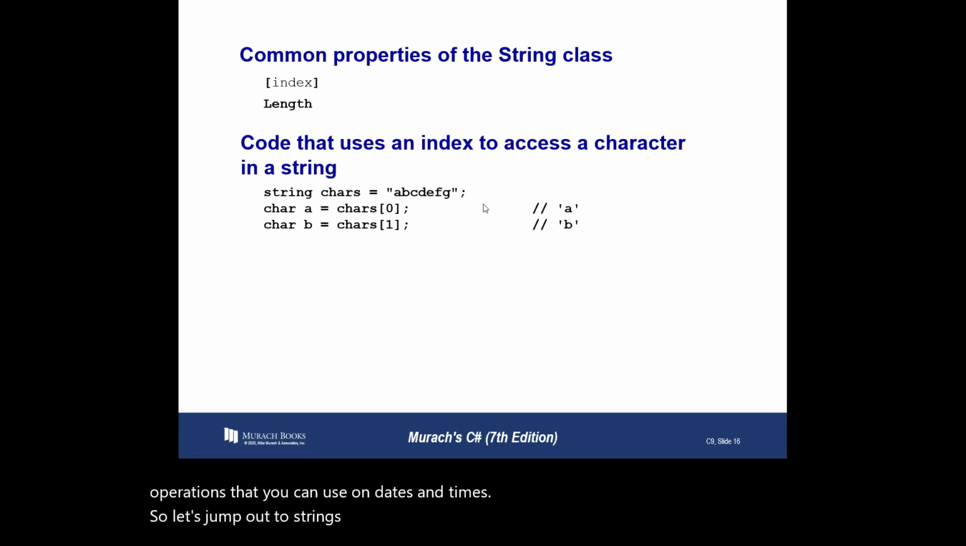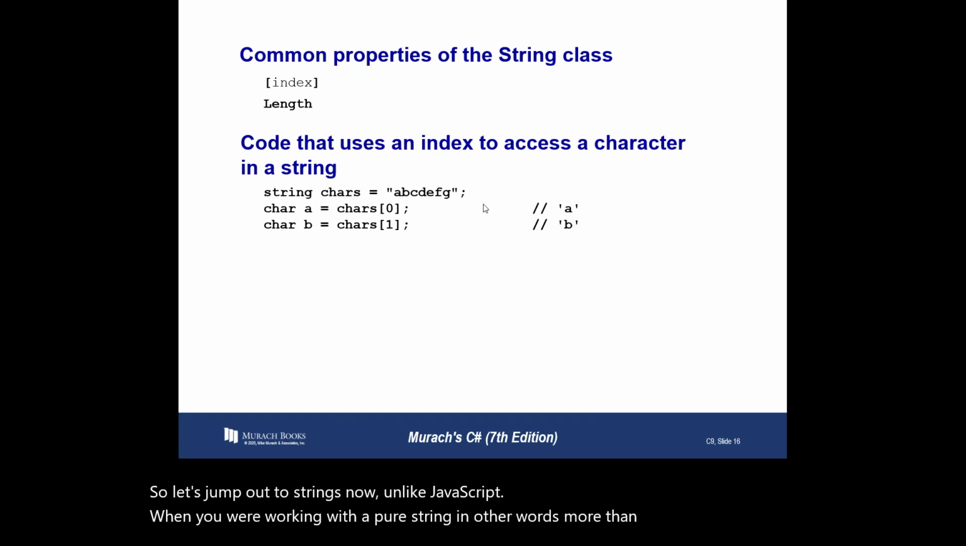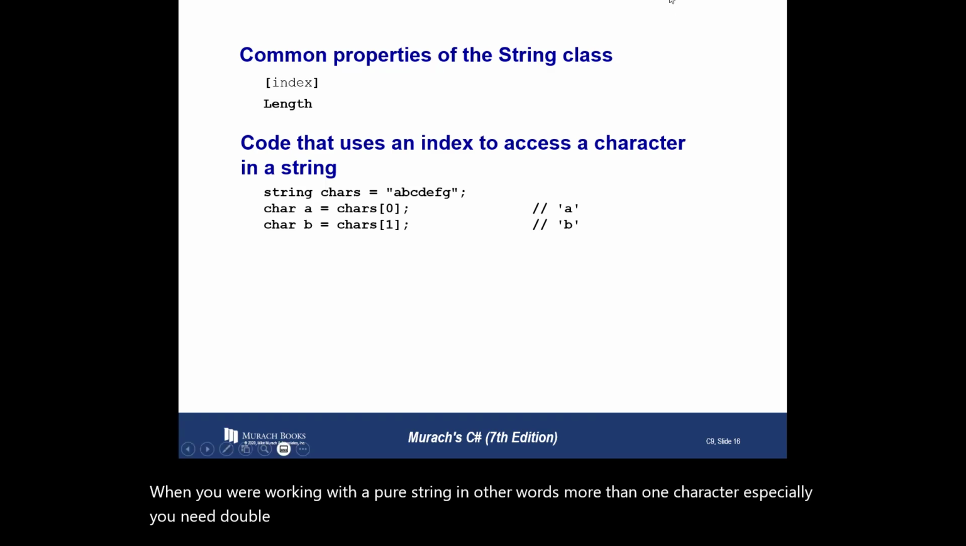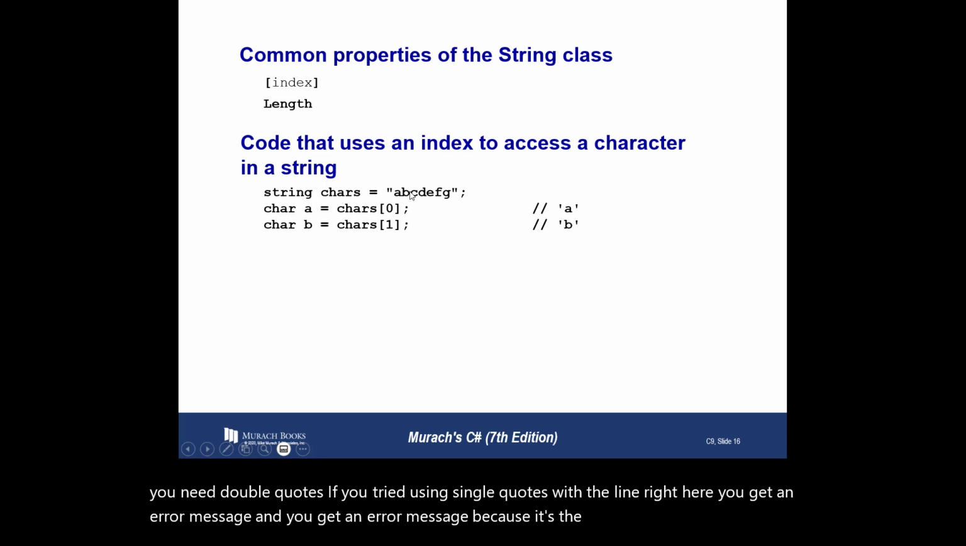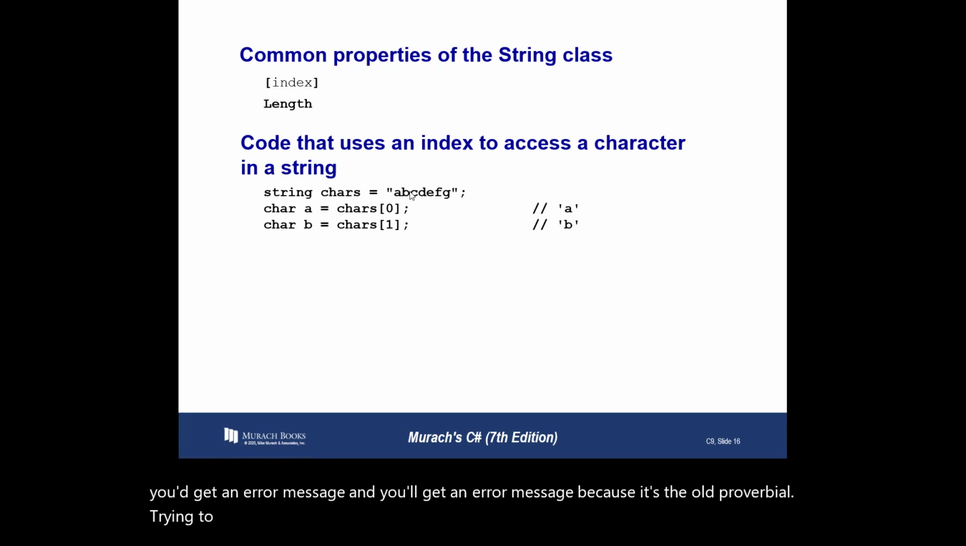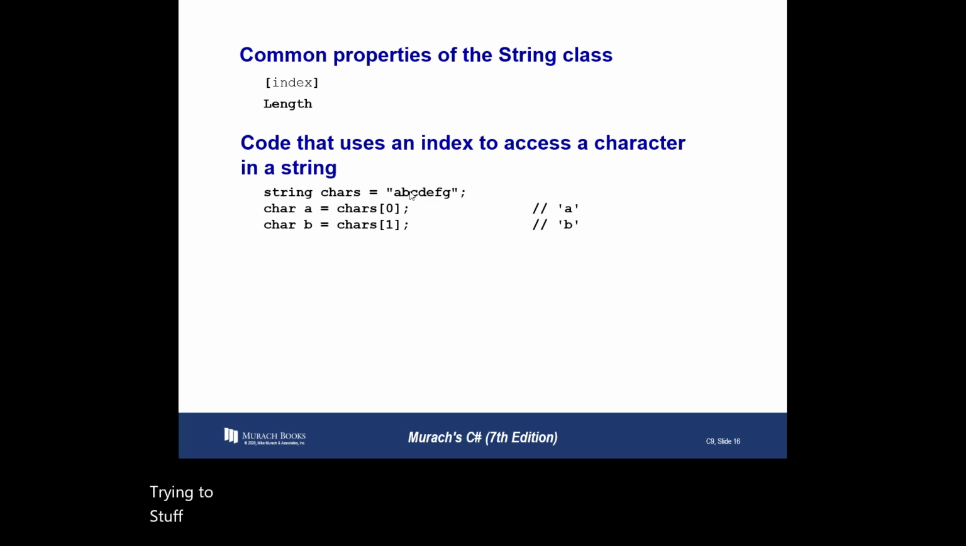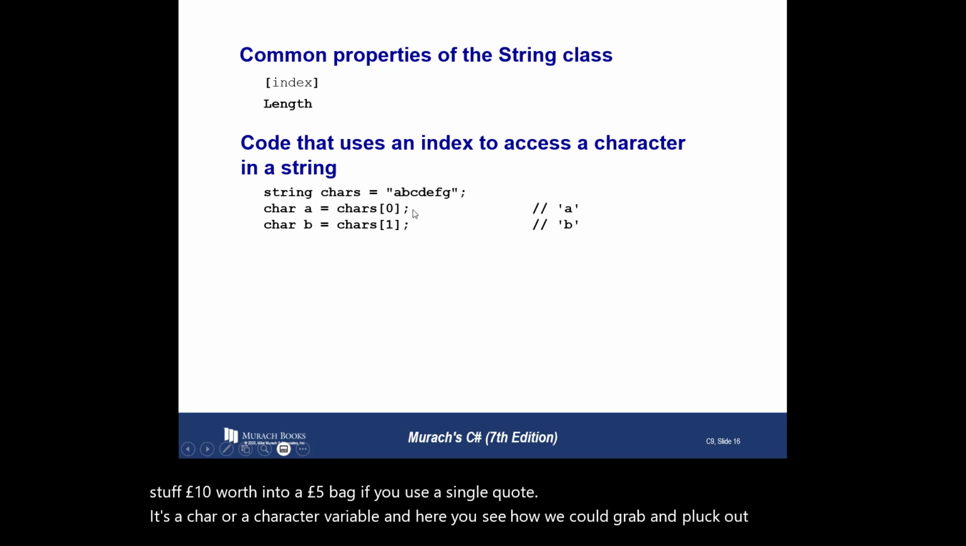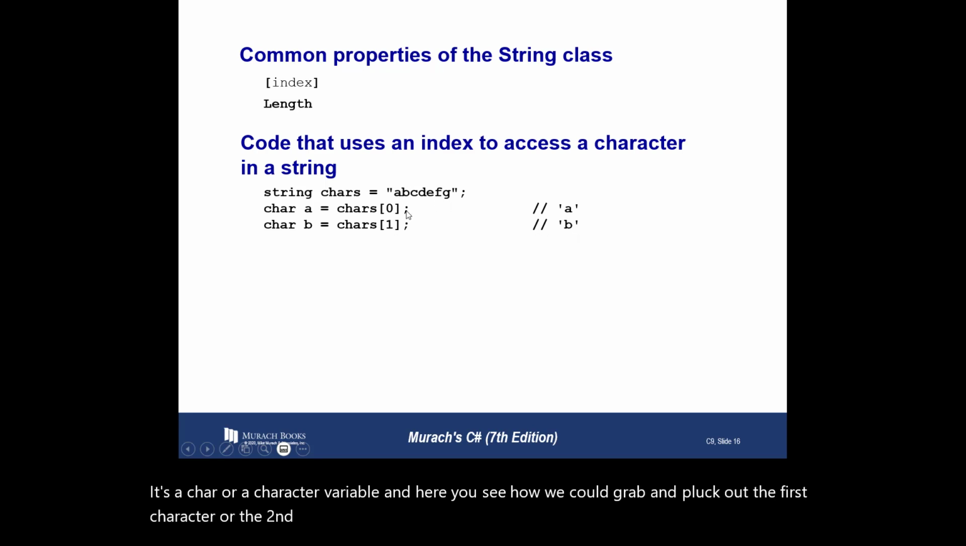Now, unlike JavaScript, when you are working with a pure string, in other words, more than one character especially, you need double quotes. If you tried using single quotes with the line right here, you'd get an error message. And you'd get an error message because it's the old proverbial trying to stuff 10 pounds worth into a 5-pound bag. If you use a single quote, it's a char, or a character variable. And here you see how we could grab and pluck out the first character or the second character from our string right here.